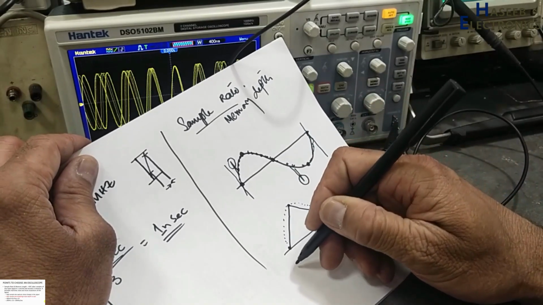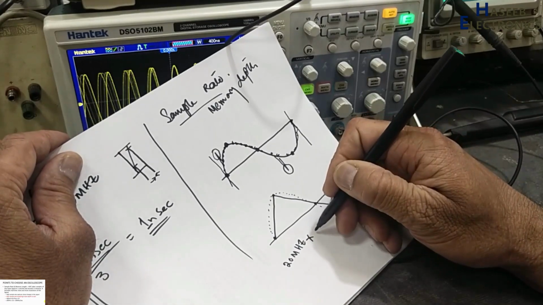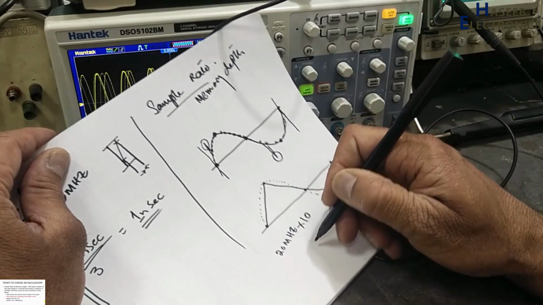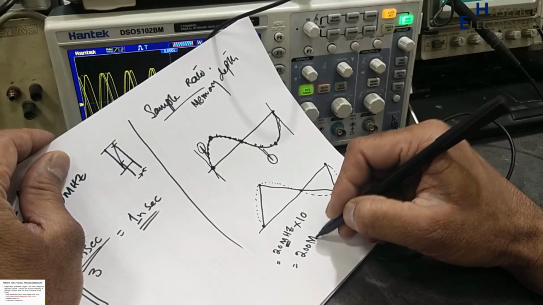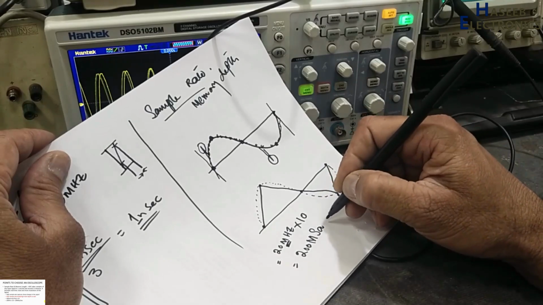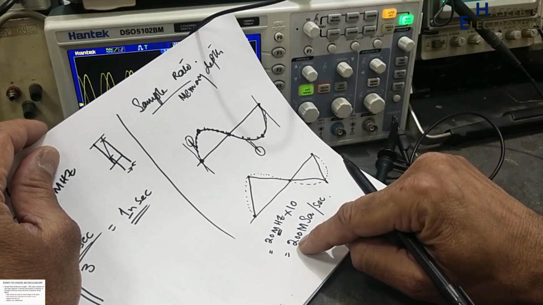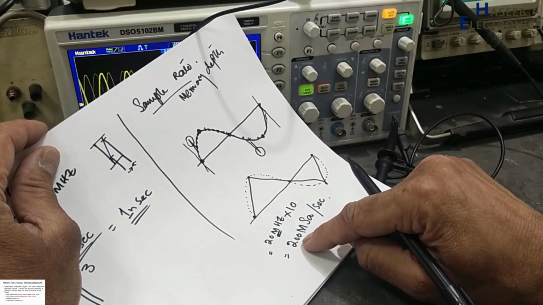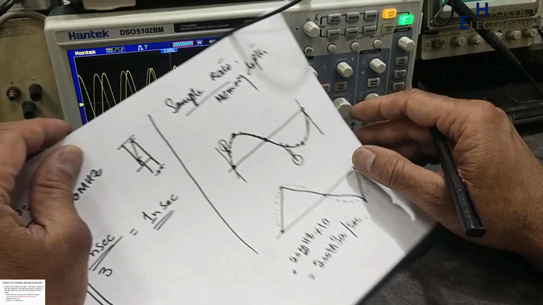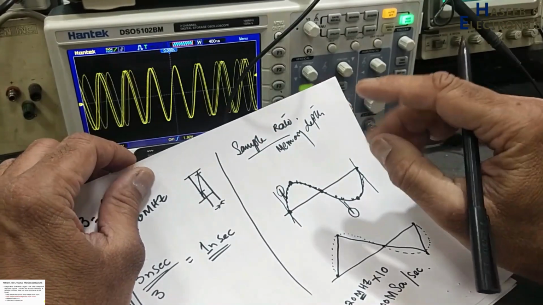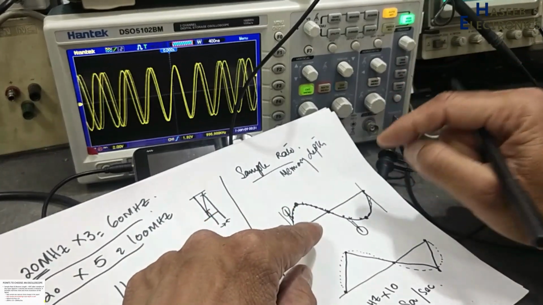Frequency rate: if we are discussing 20 megahertz, multiply by 10, that is 200 mega samples per second. For that purpose we need large memory. If we have an oscilloscope that can take 200 mega samples or above, that will be a good oscilloscope. So memory depth and sample rate. But when we select an oscilloscope with higher memory depth, that will increase the cost.